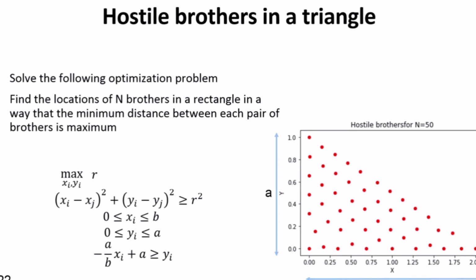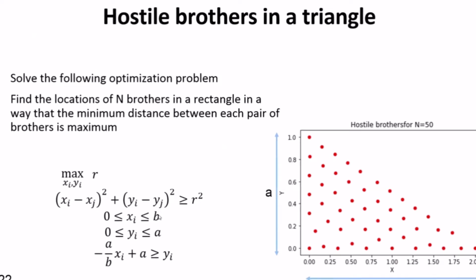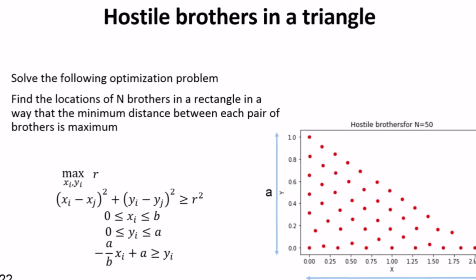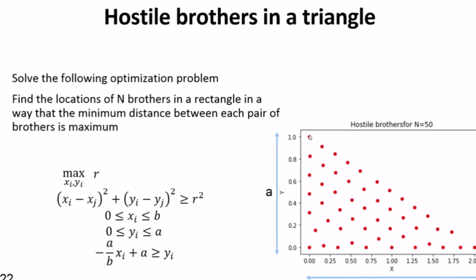First of all, the formula for calculating the distance between each pair of brothers is the same, but now we need to make sure that the red dots are inside the triangle. For this purpose I have to make sure that x is always between 0 and b, and y is between 0 and a, where a and b are the input parameters, and also all the dots are below that specific line connecting A to B. This is the formula for that.